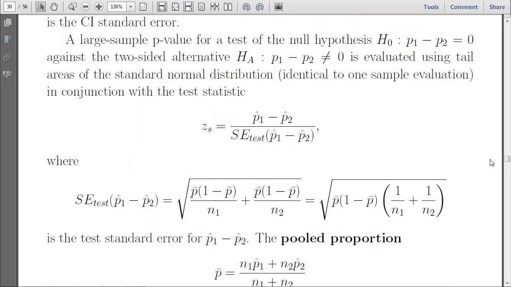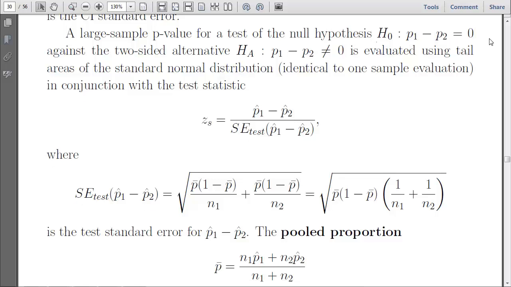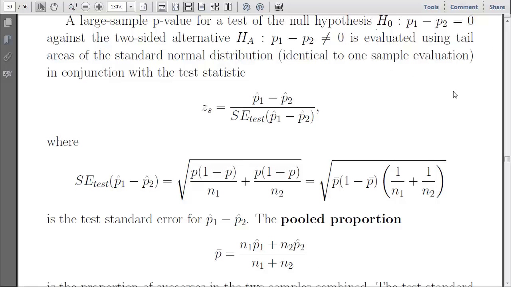Okay. There are different ways of estimating the standard error for the test. Recall that under the null hypothesis, the population proportions are equal to each other. And so just as in a one sample test where we had a slightly different standard error, same here we can have a different standard error. So what do we use for our standard error?